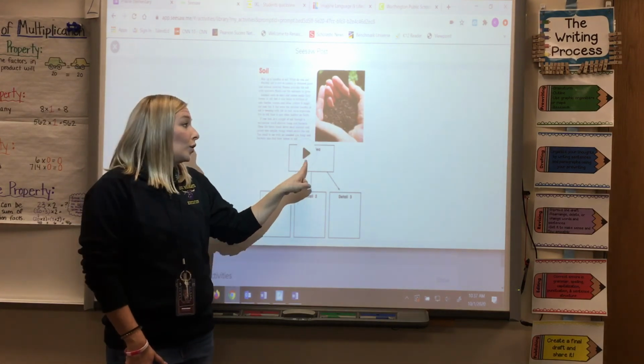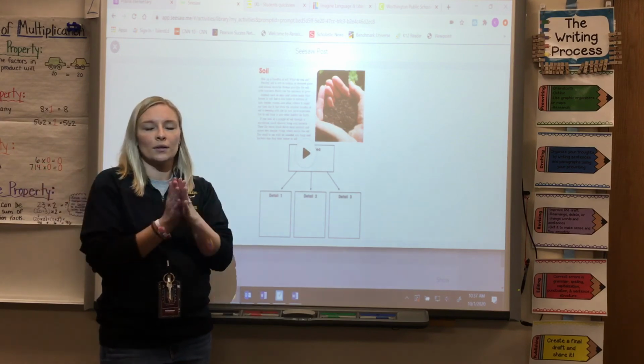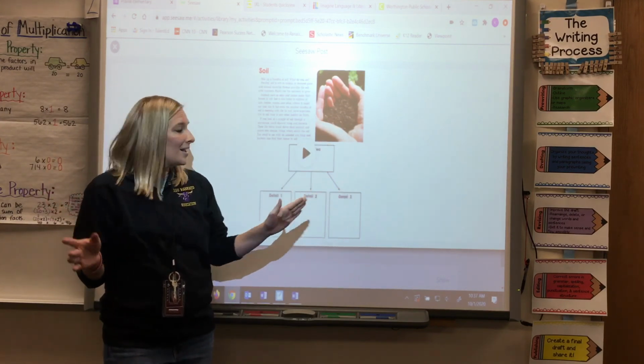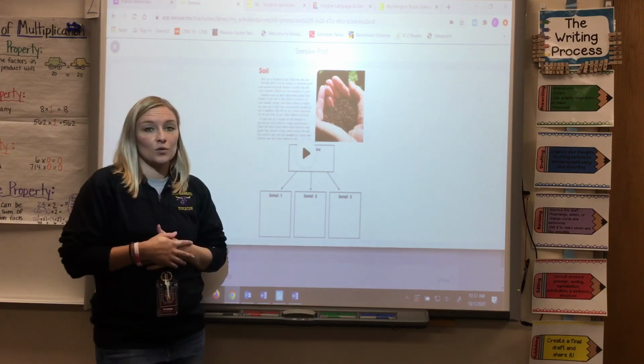But remember, when you write main idea, it needs to be in a complete sentence, not just 1 or 2 words. A whole complete sentence. And your 3 details, you're going to find right out of your story.